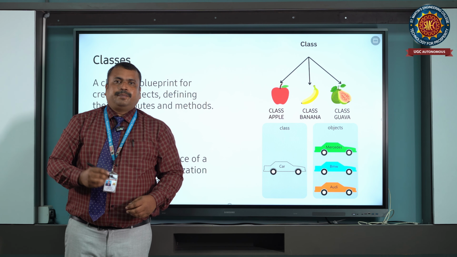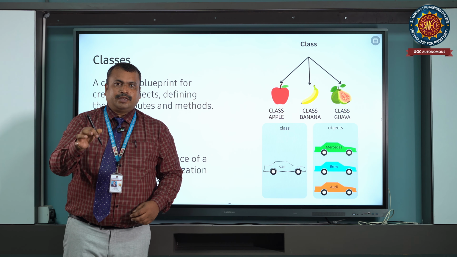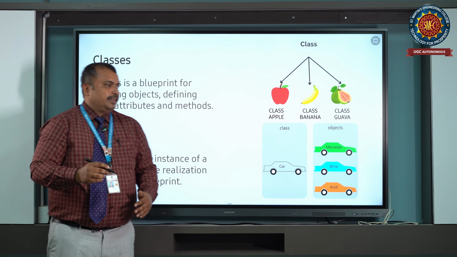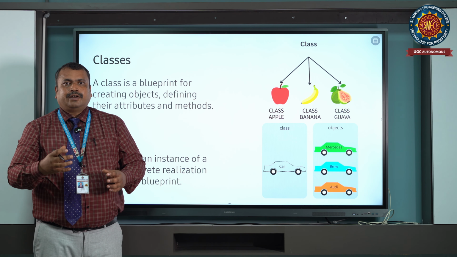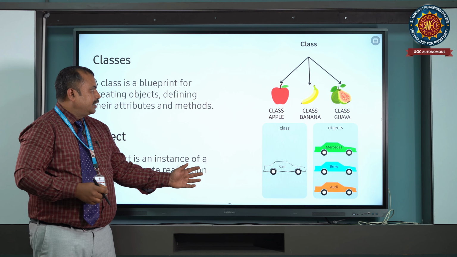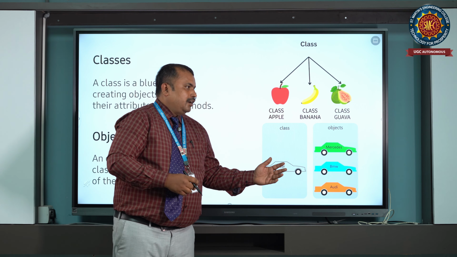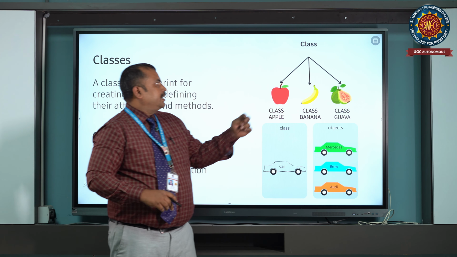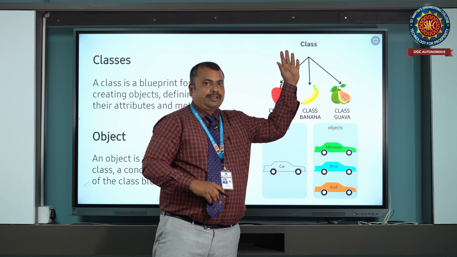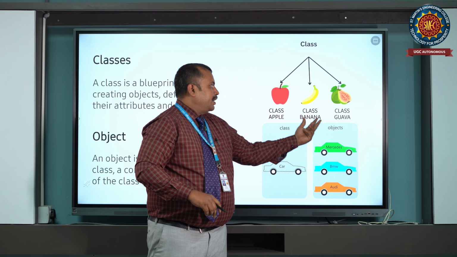An object is nothing but a basic runtime entity. You can take anything as an object. This pen is also an object. The person is an object. The data and functions will be incorporated with the object, and that will be represented in the class. For example, we can say that fruit is the class, under which we can have different types of objects like apple, banana, guava.